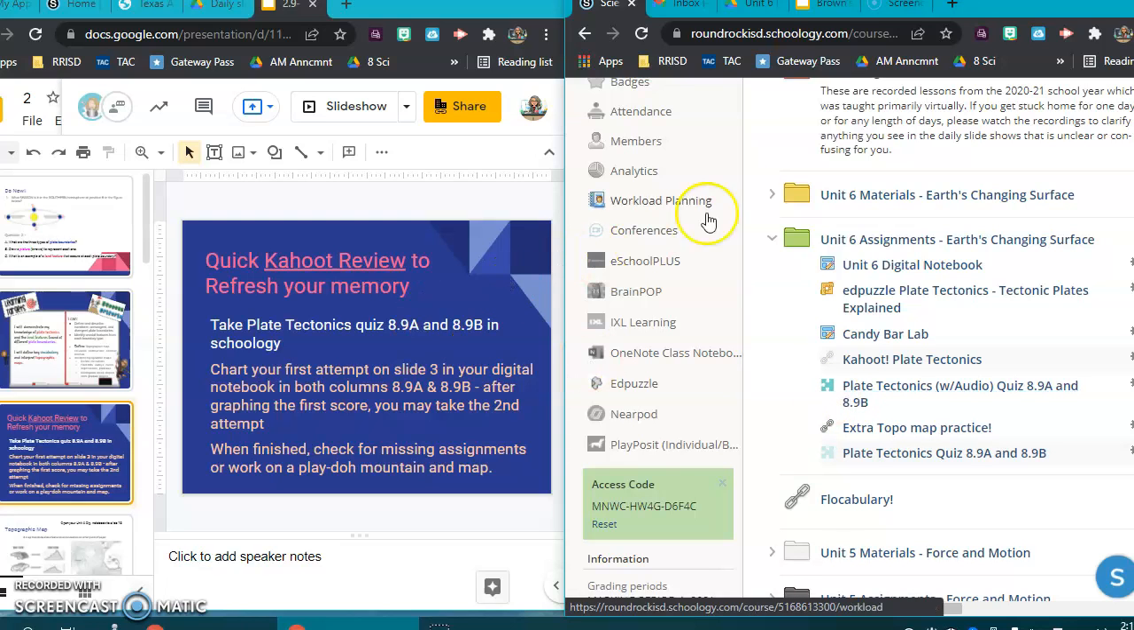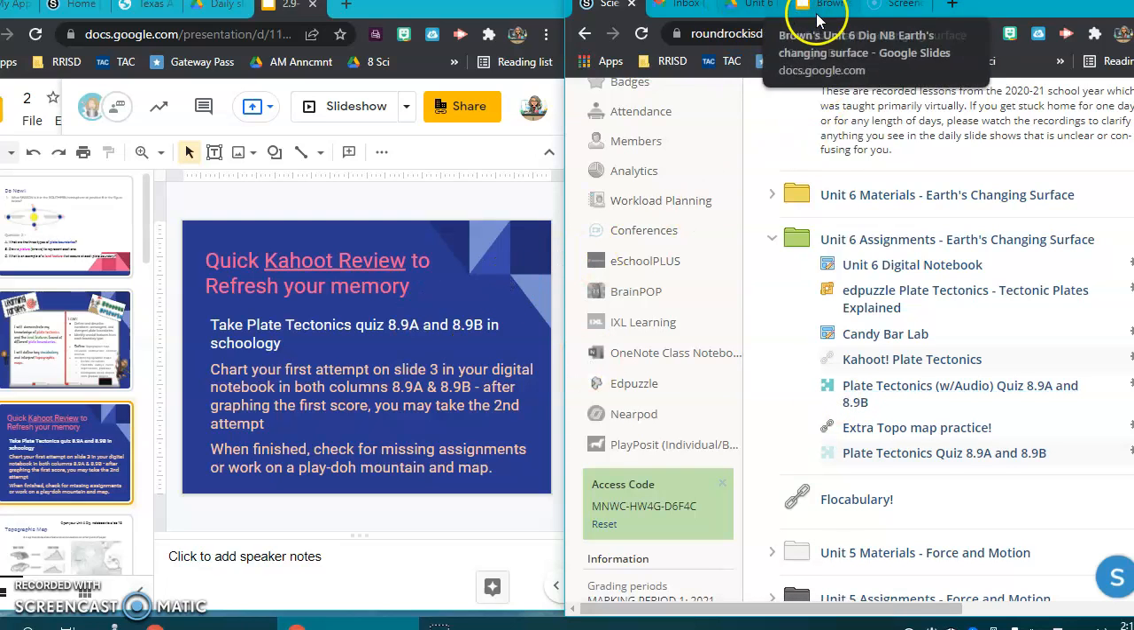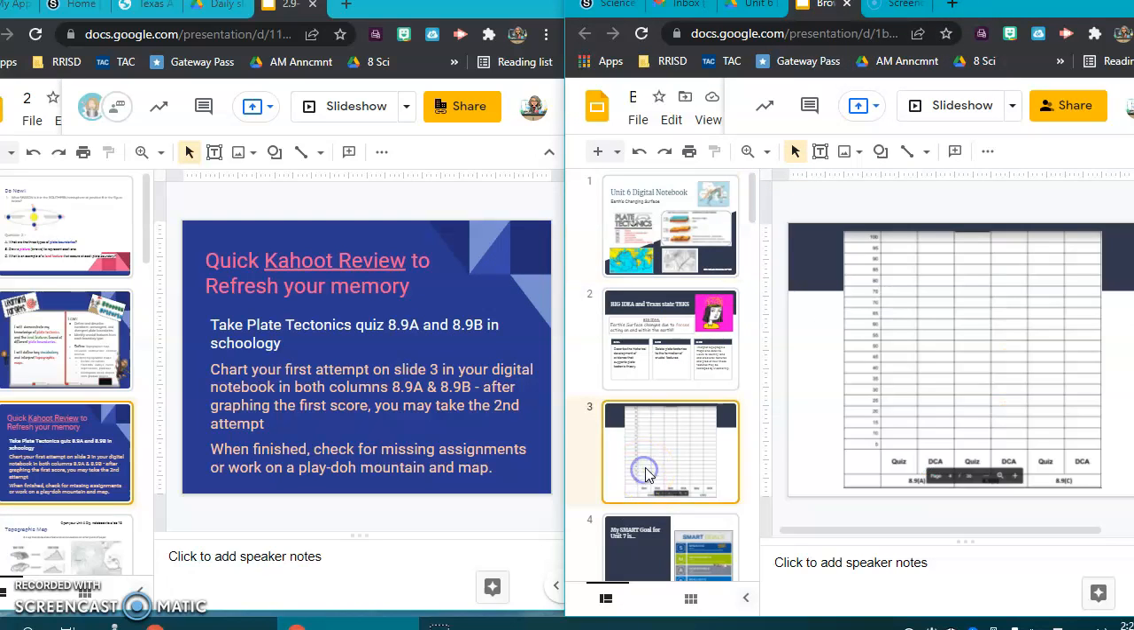And then on slide 3 of your digital notebook, so that's why I had my digital notebook open, you're going to graph your quiz here in the first column and the third. This quiz covers 8.9A and 8.9B, okay? And then when you're done, you can work on assignments.